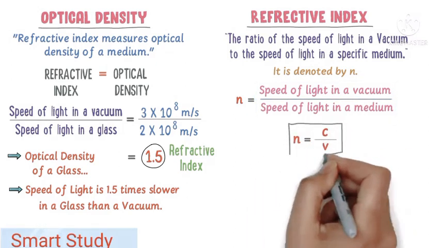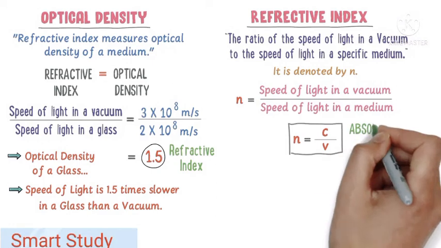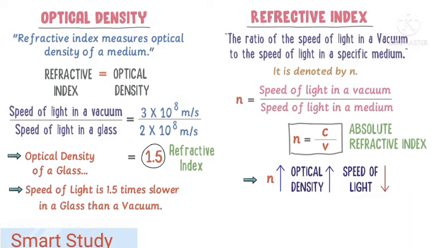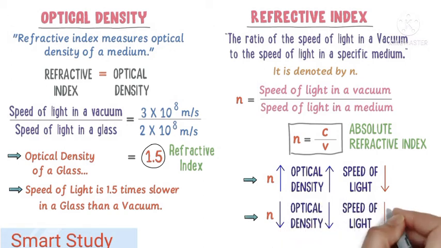Remember that this refractive index is also called absolute refractive index. Also note down that when refractive index n is greater, the medium is more optically dense and the speed of light in it will be slow. Secondly, when refractive index n is smaller, the medium is less optically dense and the speed of light in it will be high.